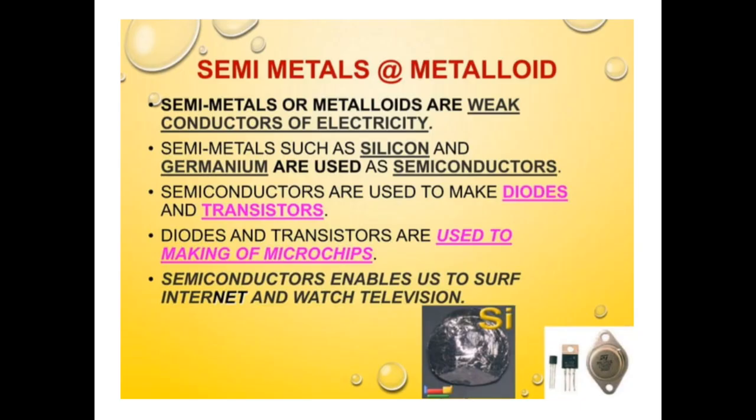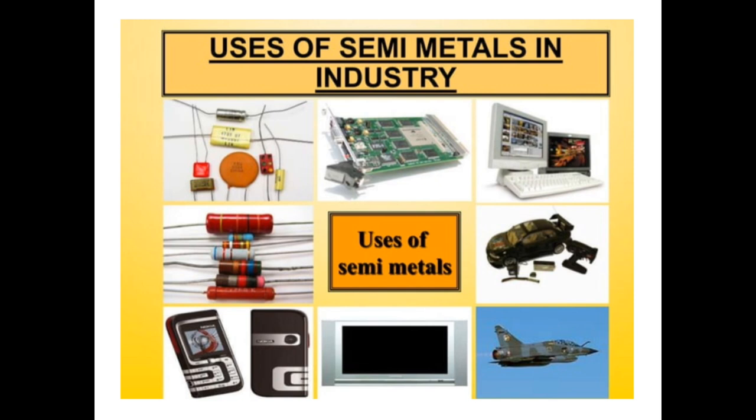Okay, we have mentioned semi-metals here, or metalloids. These are key properties you should know about them, and their uses. Semi-metals are weak conductors of electricity. You have silicon here, you have germanium here, and they are used as semiconductors. Semiconductors are used to make diodes and transistors, and they can be used to make microchips. These are the uses of semi-metals in industry. I'm putting it here because they are mentioned a lot in this video.